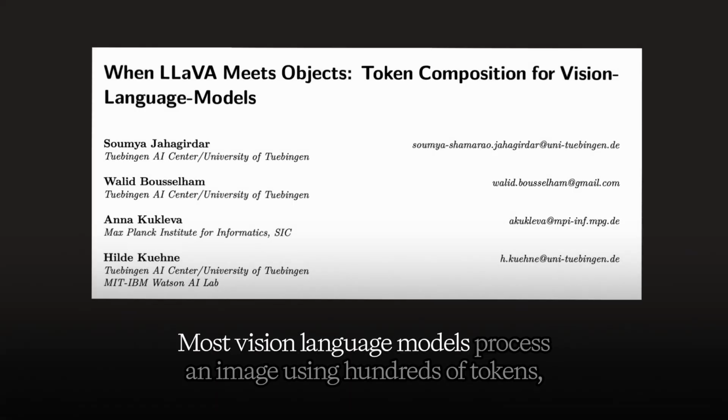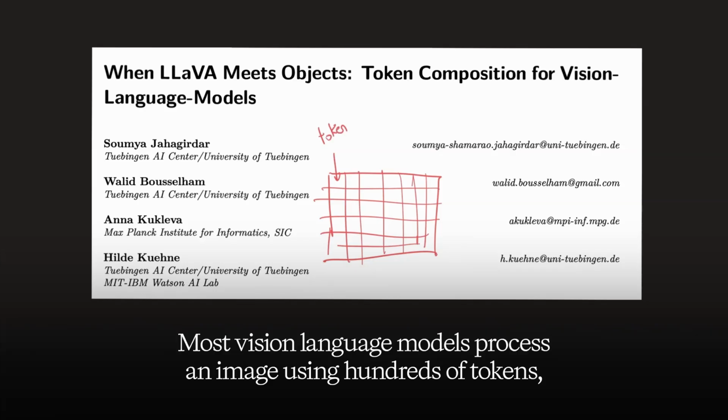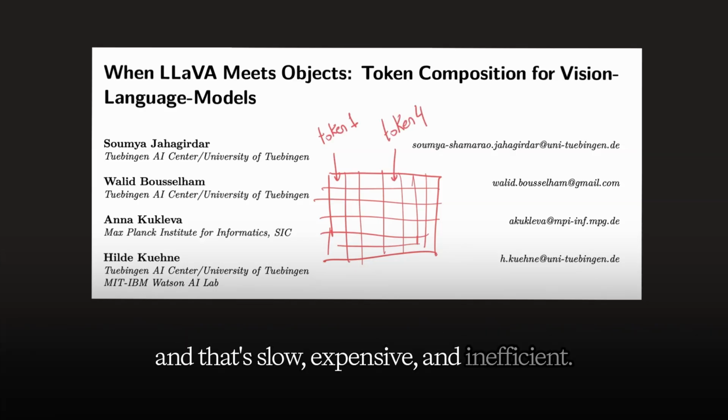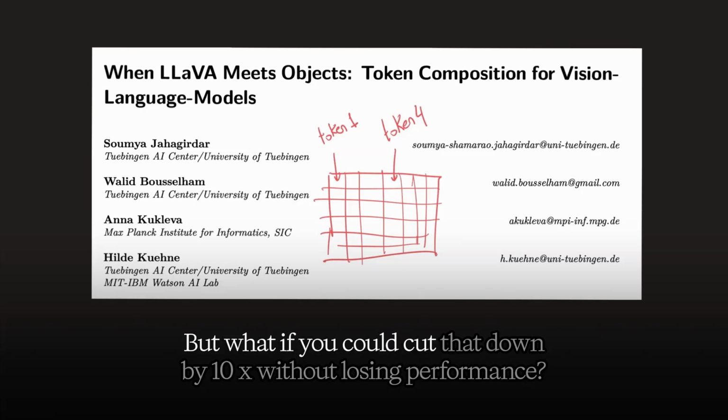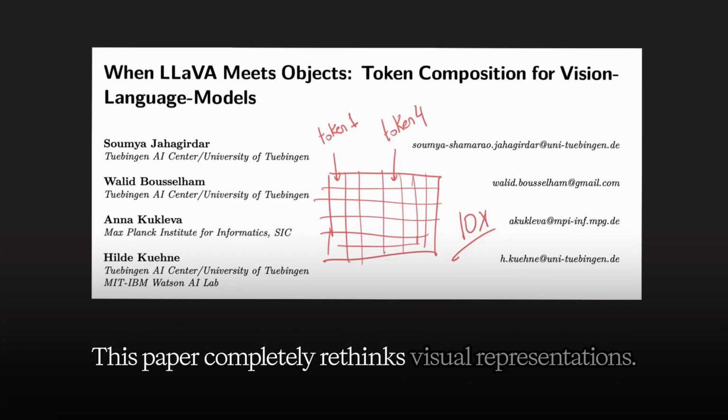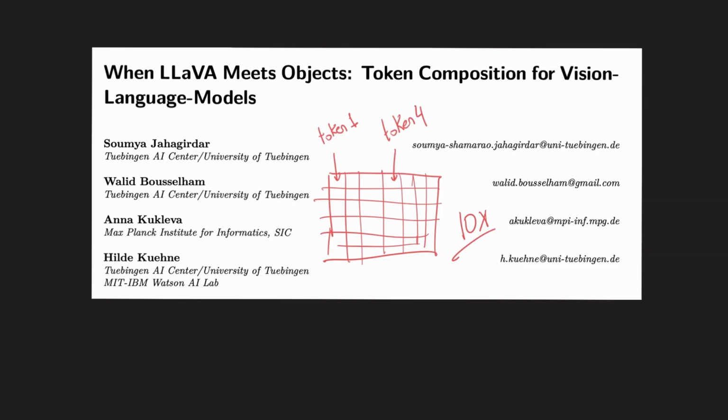Most vision language models process an image using hundreds of tokens. And that's slow, expensive, and inefficient. But what if you could cut that down by 10x without losing performance? Also, what if the problem with vision language models isn't the model, but the tokens you feed into it? This paper completely rethinks visual representations and unlocks faster, cheaper, and even better reasoning.